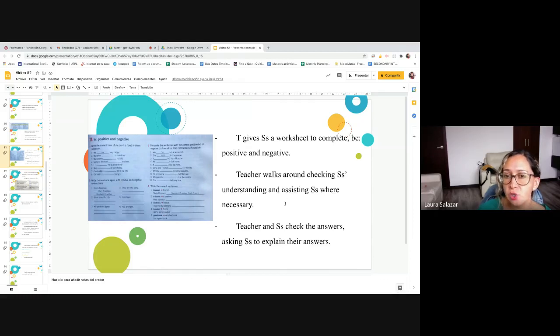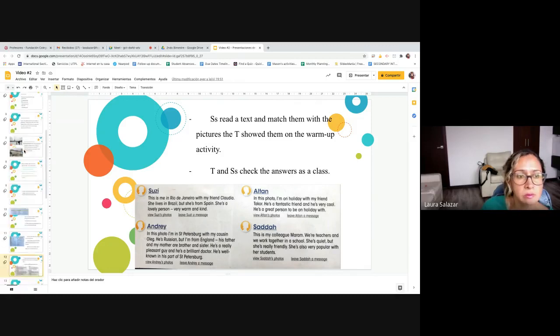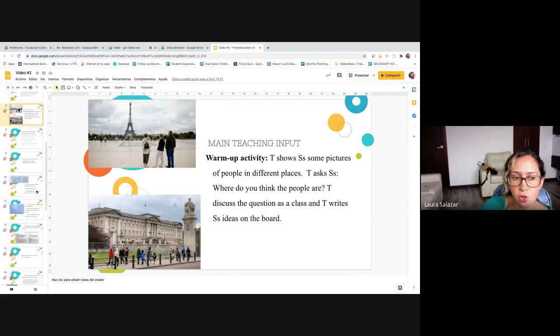The teacher walks around checking students' understanding and assisting students where necessary. The teacher and students check the answers, asking students to explain their answers. Students read a text and match it with the pictures the teacher showed them in the warm-up activity. The teacher and students check the answers as a class. Here is the text that the students need to read, and they need to match it with the pictures the teacher showed in the warm-up activity. So they need to match with these pictures that the teacher shows.